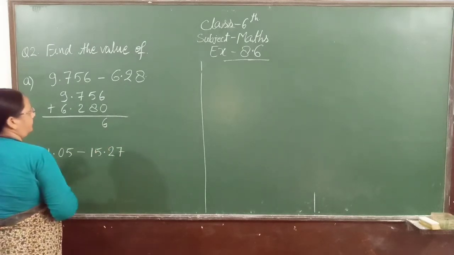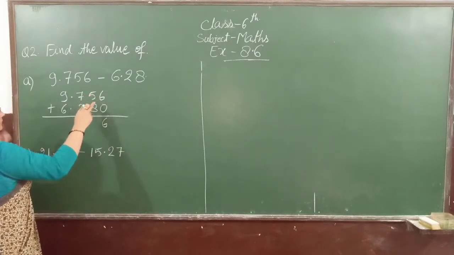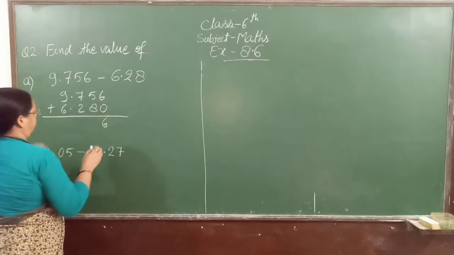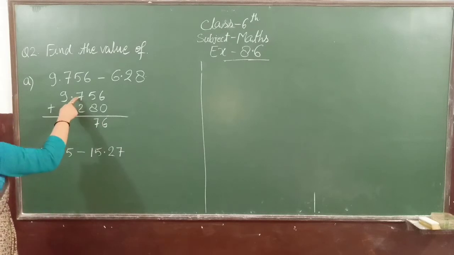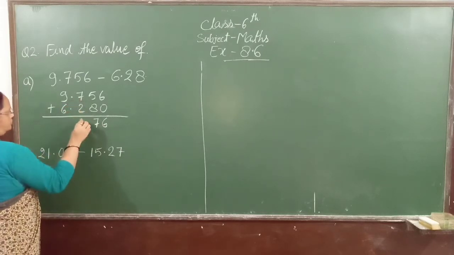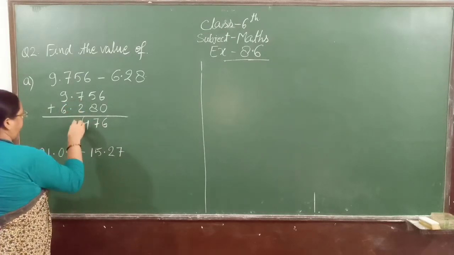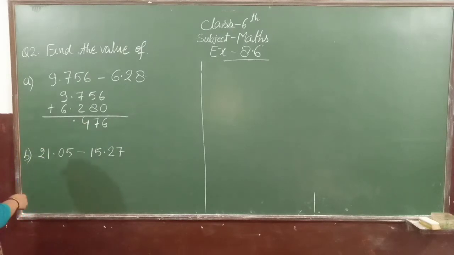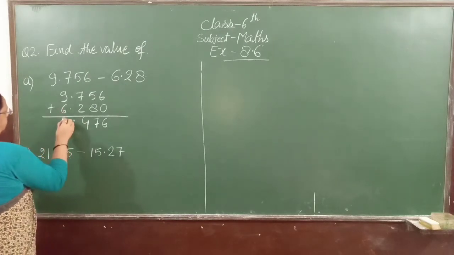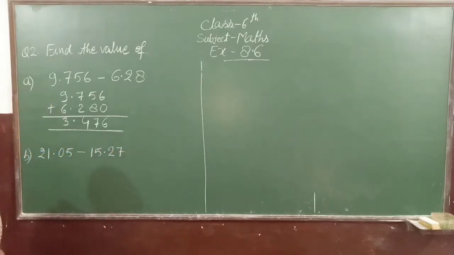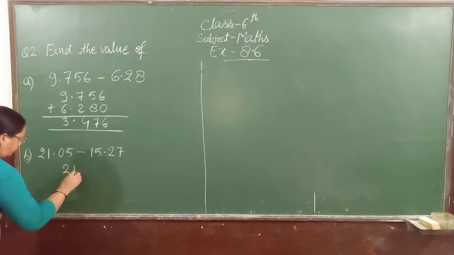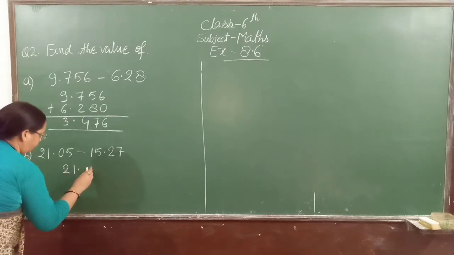Take carry from 10, 15 minus 8, that is 7. 6 is here, 6 minus 2 is equal to 4, and 9 minus 6 is equal to 3. It's very simple to solve this question. As it is, do the same work.